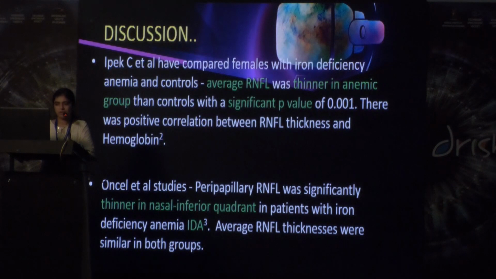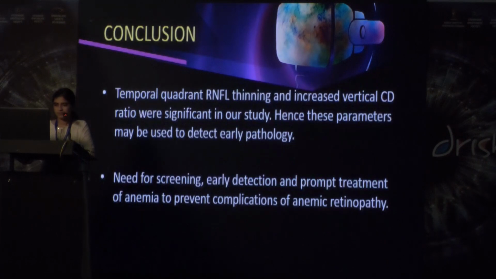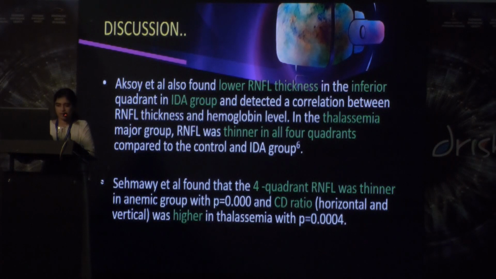Ipek et al. compared females with iron deficiency anemia and controls and found that the average RNFL was thinner in the anemic group with a significant p-value, which corresponds to our study. Onsel et al. also found a significantly thinner RNFL in the nasal inferior quadrant. Kosus et al. found lower RNFL thickness in the inferior quadrant in iron deficiency anemia, whereas thalassemia patients showed thinning of RNFL in all 4 quadrants. Semavi et al. also found a similar result, and in that case, the cup disc ratio was increased in patients with thalassemia.